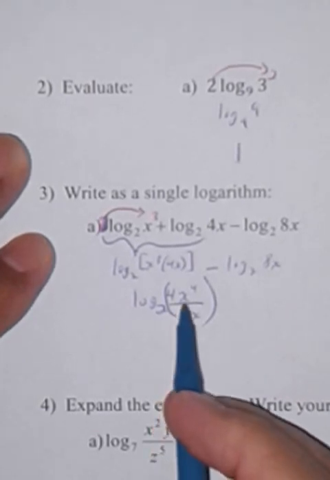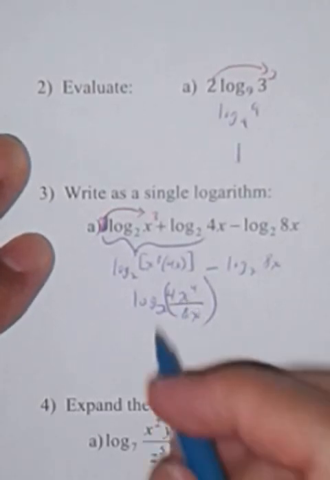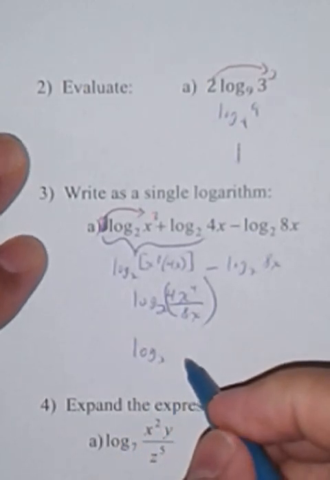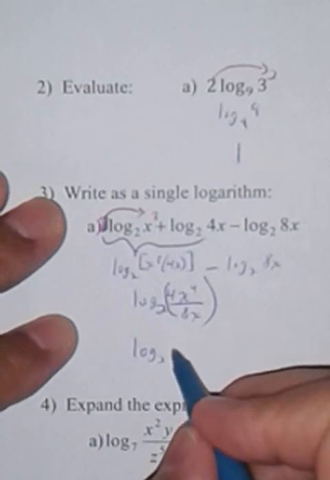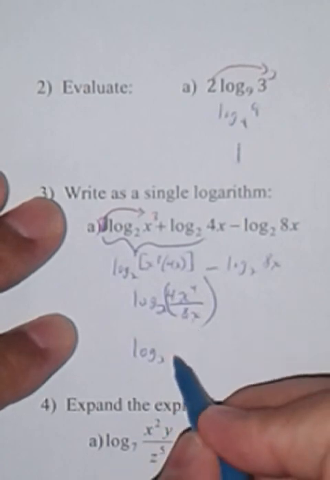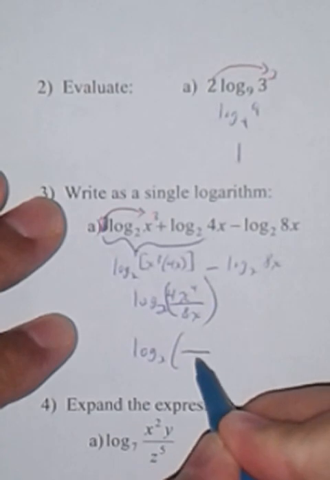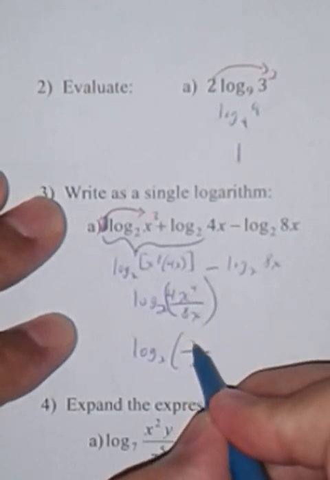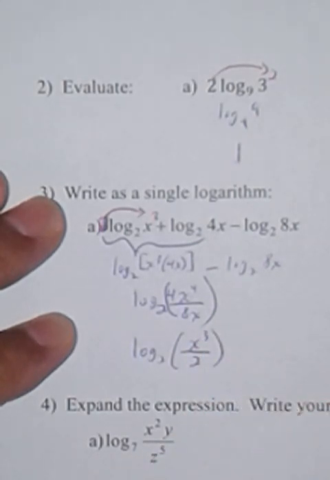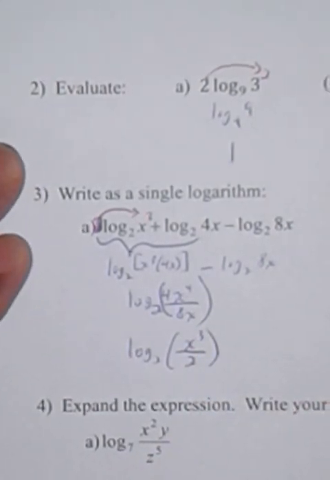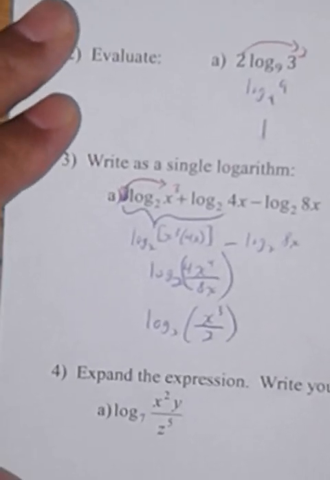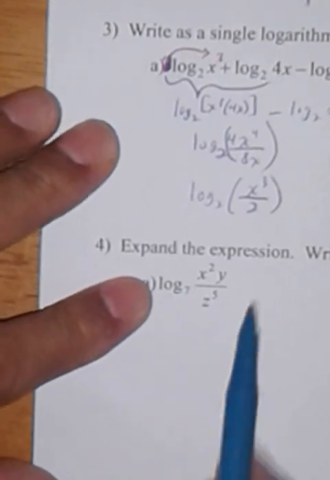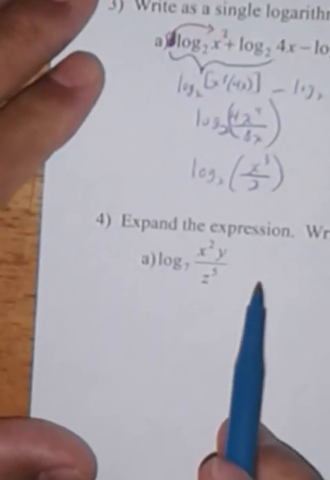All right, and then we can simplify, right? Because we have x's on top and x's on bottom, and the 4 and the 8 reduce. This will be log base 2 of the 4 and the 8 reduce, so the bottom will be a 2, and the top, the x cancels 1x from the top, so it'll be x to the third over 2. Yeah, so we can write it that way. Okay, and we'll leave number B for class.